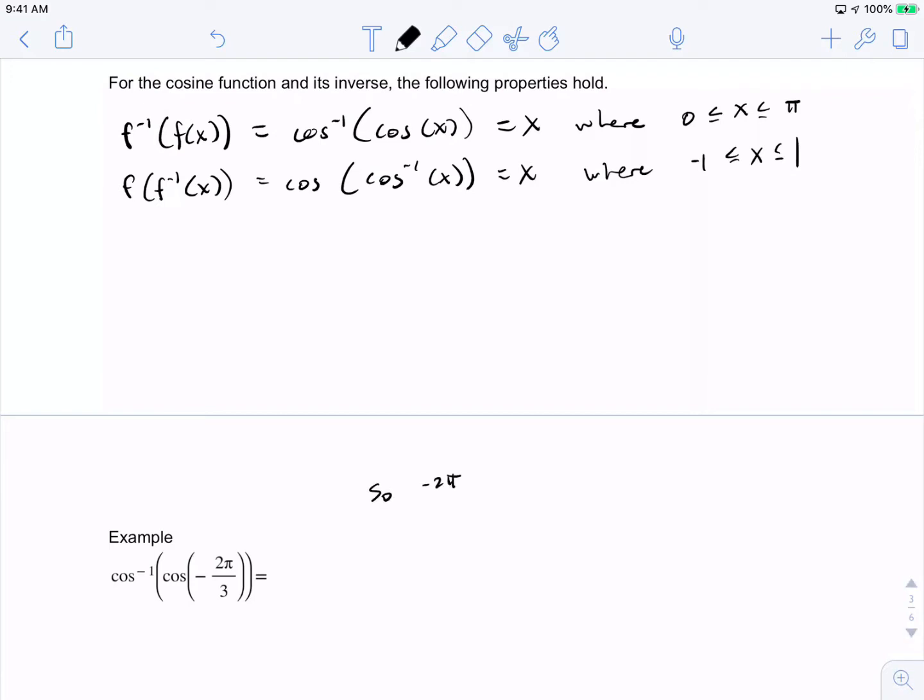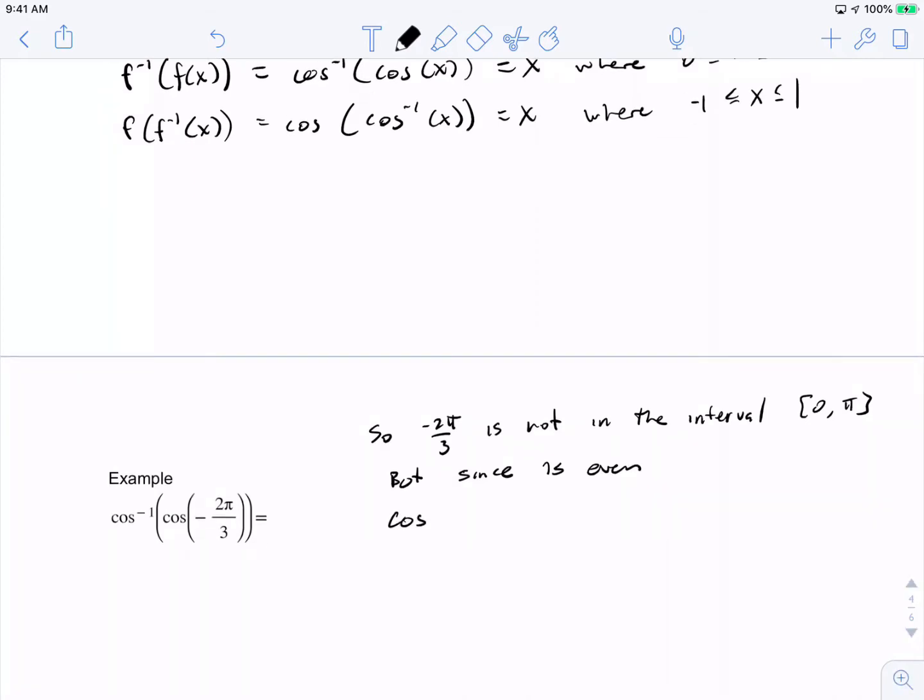So -2 pi over 3 is not in the interval. So really we're kind of stuck, right? But then we remember something about cosine: since cosine is even, we know that cosine of -2 pi over 3 is equal to cosine of 2 pi over 3. And cosine of 2 pi over 3 is in the interval.